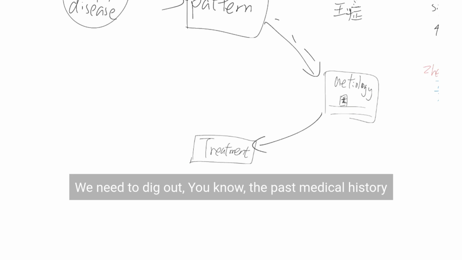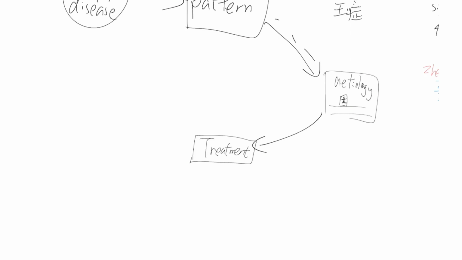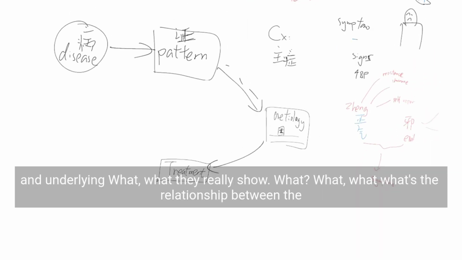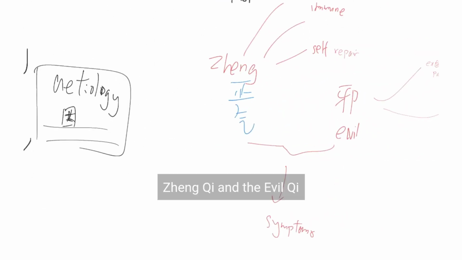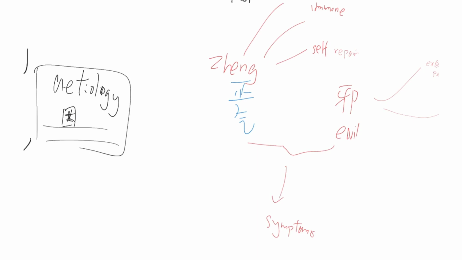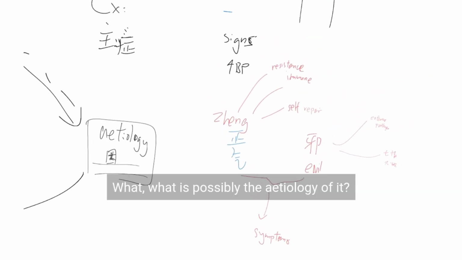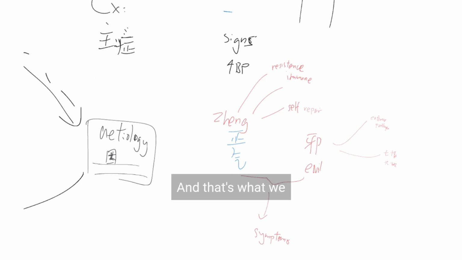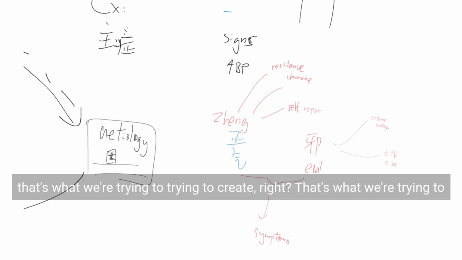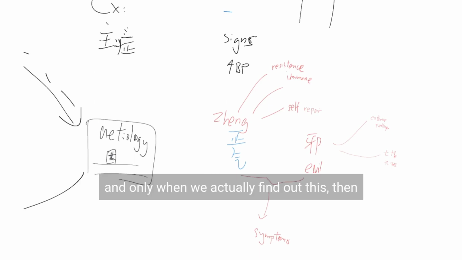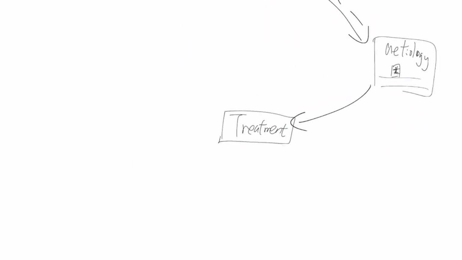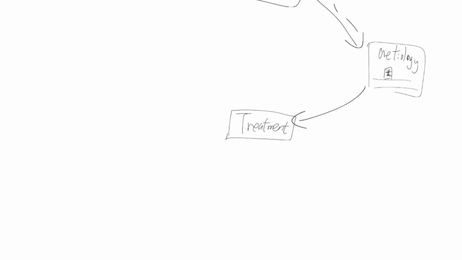We need to dig out their past medical history, their symptoms, and underlying, what they really show, what's the relation between the zhen qi and the evil qi, right? And further, what is possibly the etiology of it? That's what we're trying to find out. And only when we actually find this out can we form a more accurate diagnosis and subsequently a more accurate treatment.